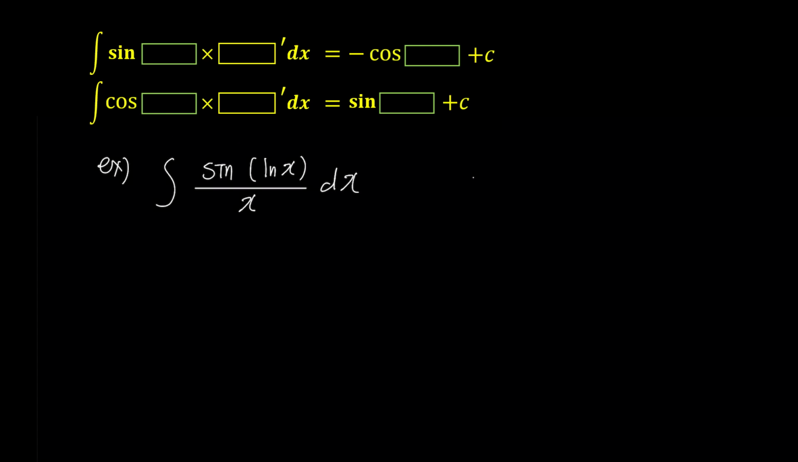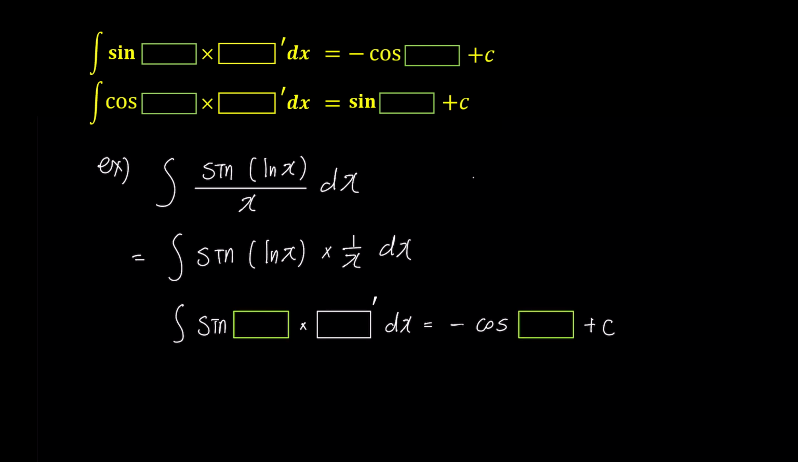This problem may seem a bit more complicated. Let's try to separate the expression in the fraction into the product of two terms. Oh, on closer inspection, the derivative of ln x is 1 over x, and it was multiplied right after the sine box. Exactly what we want, right? Then let's put ln x in the green box, 1 over x in the box prime, and finally put ln x only in the green box on the right. That's all we need to do.